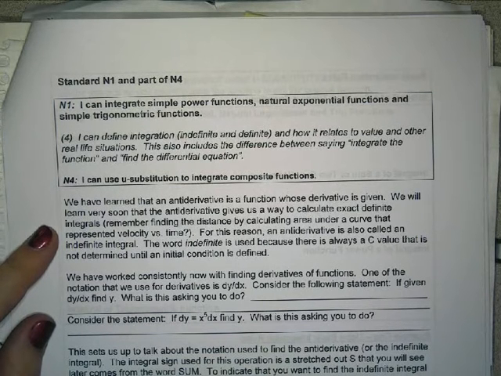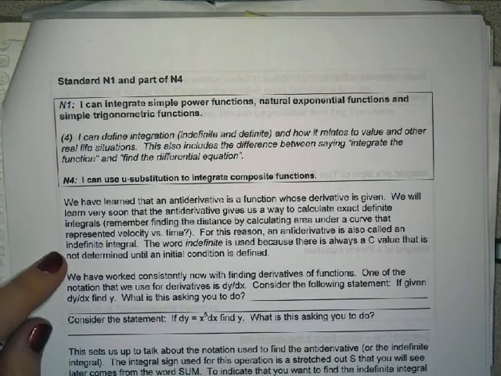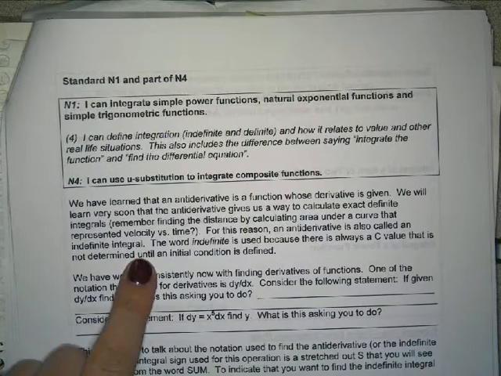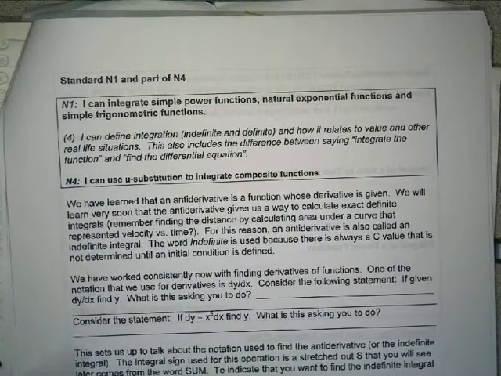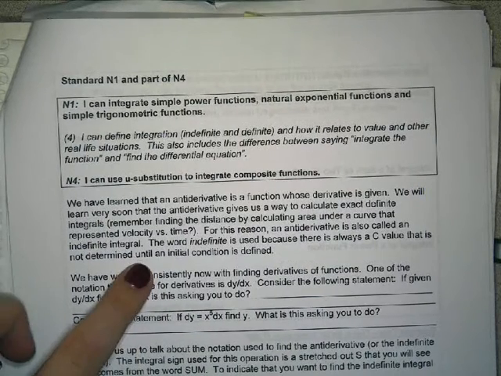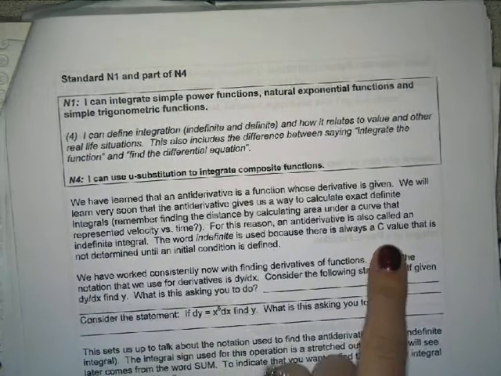For this reason, an antiderivative is also called an indefinite integral. Okay, so kind of keep that in mind. The word indefinite is used because there's always a c value that's not determined until you have an initial condition. So we've seen that before. We did this when I gave you an acceleration function and you had to back it up to the position function. We've done that part before.